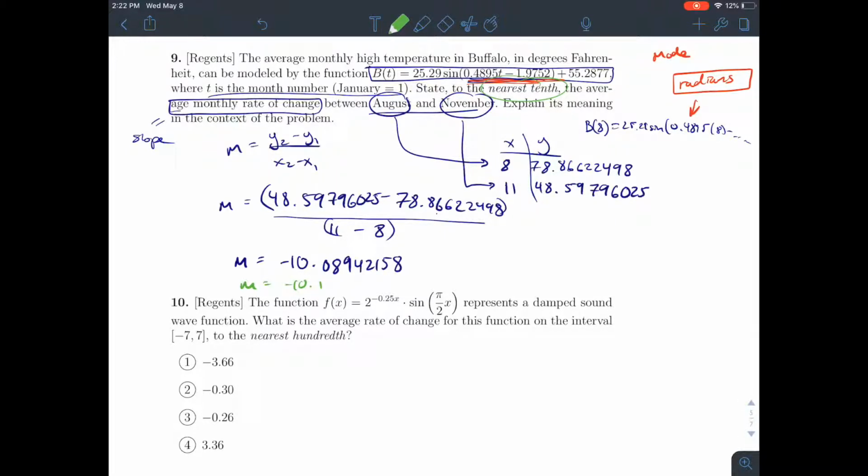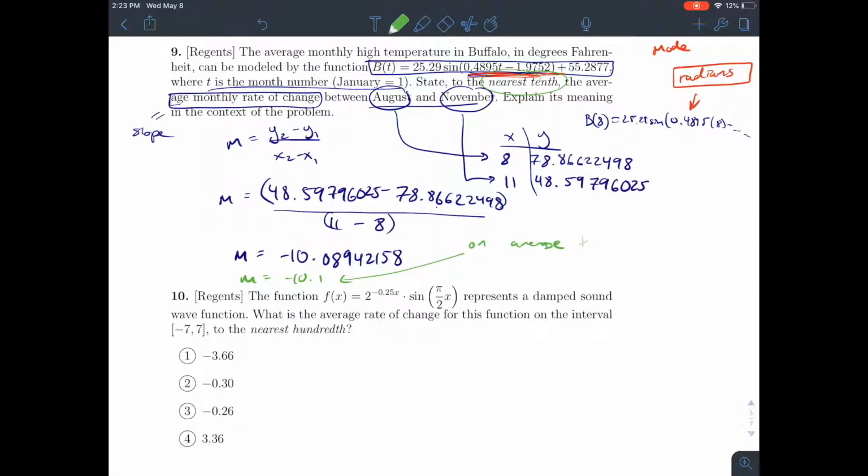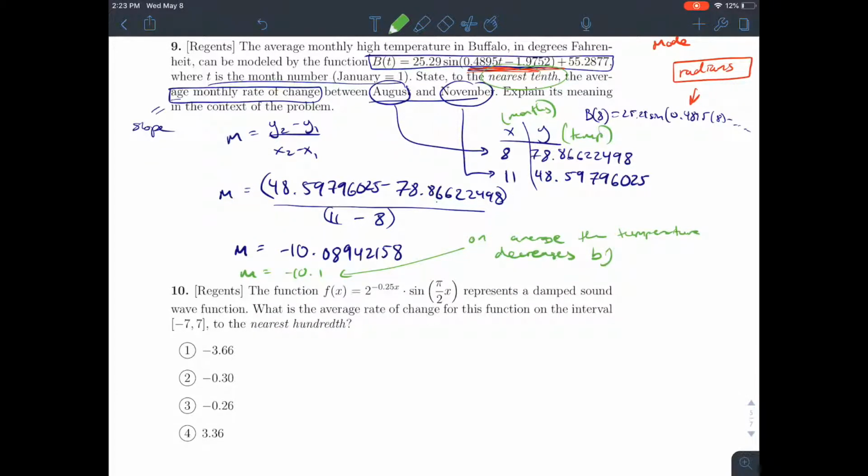And then they want us to describe the meaning in the context of the problem. So on average, because the y values had units of temperature, on average the temperature decreases by... this is in temp and this is in months, so perhaps that helps. On average the temperature decreases by 10.1 degrees Fahrenheit every month, or per month.